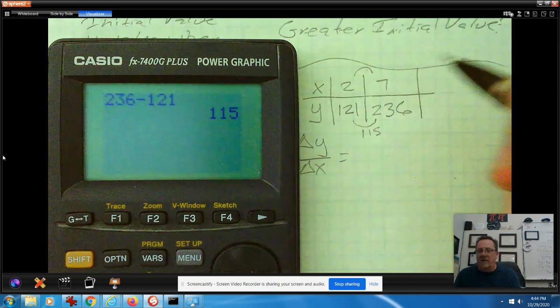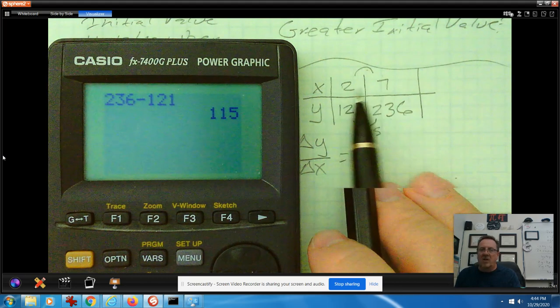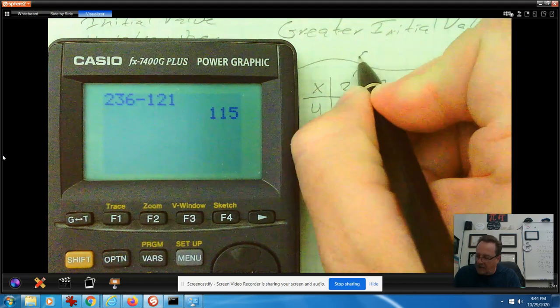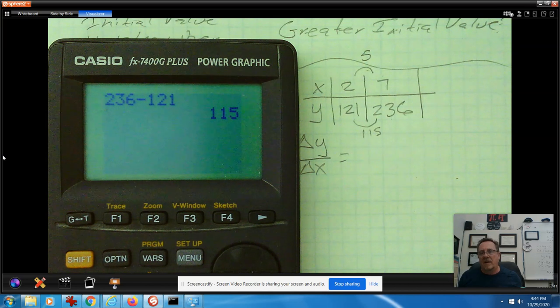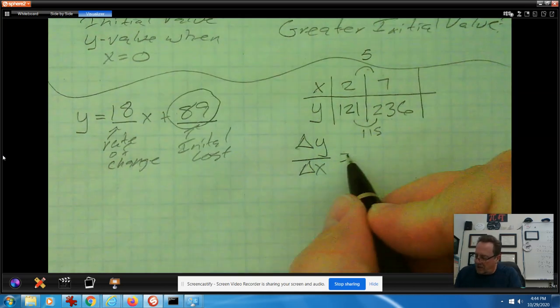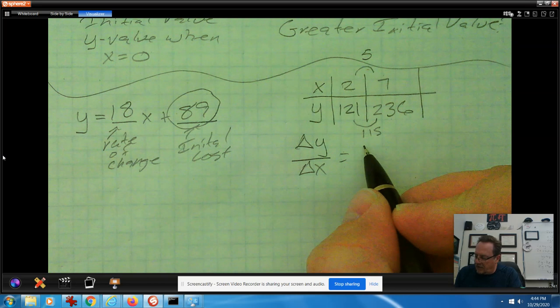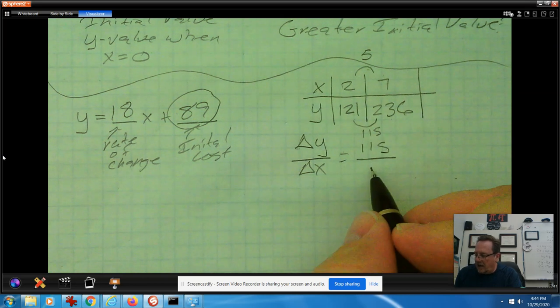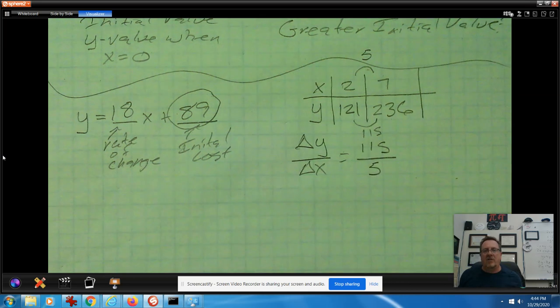How do you get from 2 to 7? It's the same as saying what's 7 minus 2. There's a difference there of 5, or you have to add 5 to 2 to get to 7. Okay? So if we write those numbers into our slope fraction, we're going to have 115 as our change in y and 5 as our change in x. Let's do the math on that.